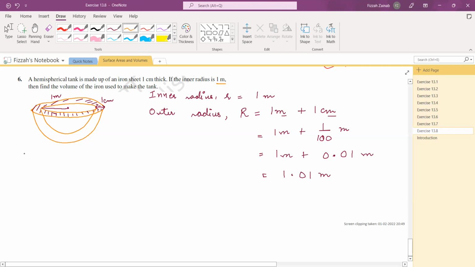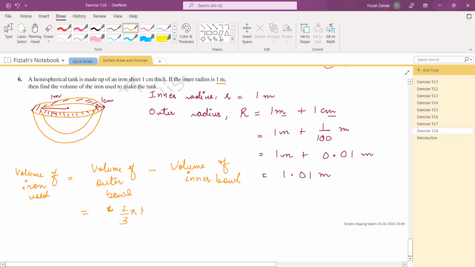Now I want to find the volume of the iron used. So volume of iron used is equal to volume of outer ball minus volume of inner ball, right? So the outer ball, okay, it's a hemisphere, sorry. So it's 2 by 3 pi capital R cube, because the outer radius is capital R, and then minus 2 by 3 pi into small r cube, right?